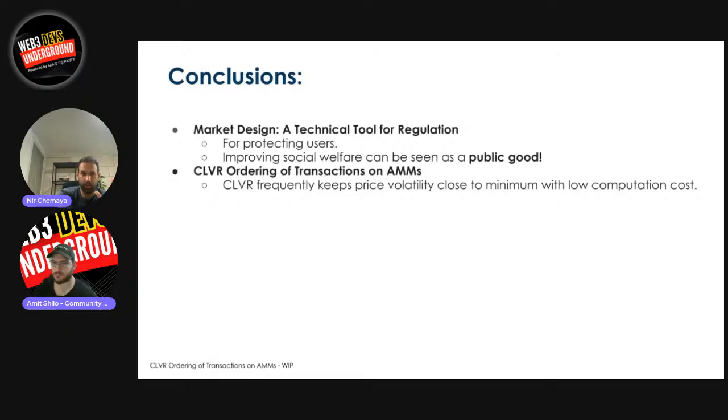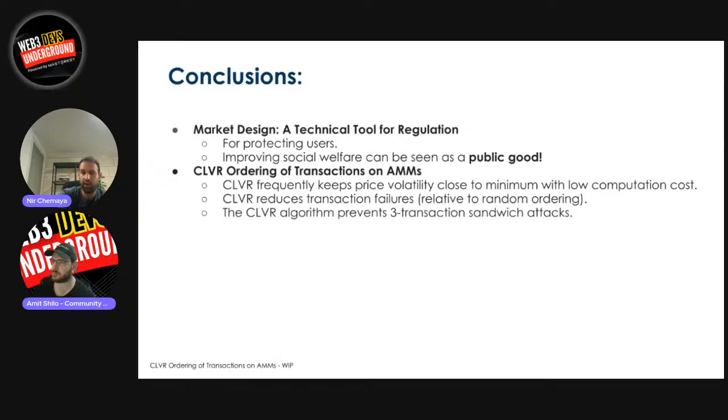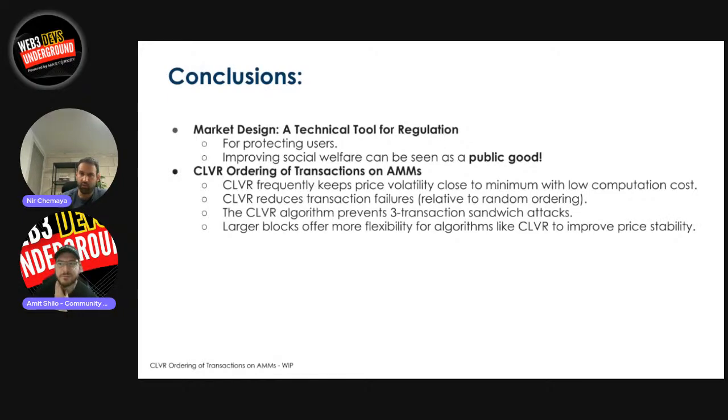So just to conclude what we discussed today about Clever: we show that it frequently and approximately gives the optimal price volatility with low computation cost. It also reduces transaction failures, which is a good feature and something that we want to get. It prevents transaction sandwich attacks. We give some ideas to think about if you're going to implement Clever in one way or another. You can also think about what is the optimal block to implement Clever, how many transactions you want to order, or if you want to have some impact on this decision.